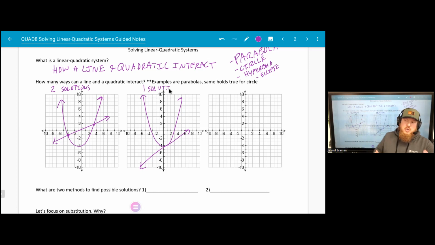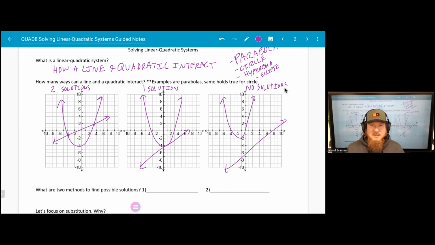And then the last one, I don't know if it's obvious or not, but the last one we could possibly have, I've got the parabola again. And what if my line just does this? Does it touch anywhere? No, this would be no solutions. So these are the different solution types you could possibly have for linear quadratic systems. A little bit different than just straight linear systems. But again, we're going to do the same kind of thing.